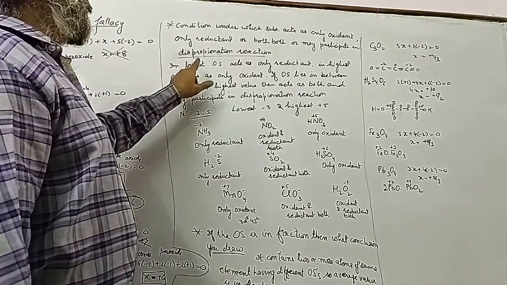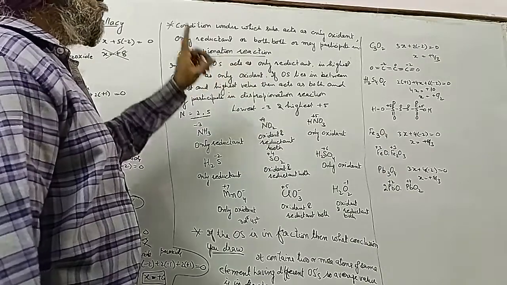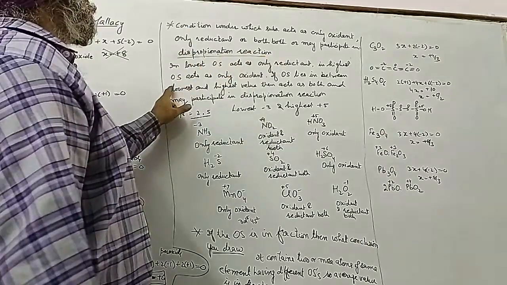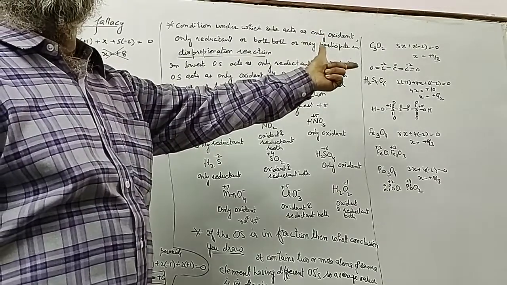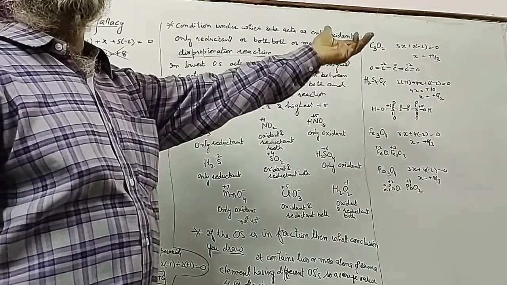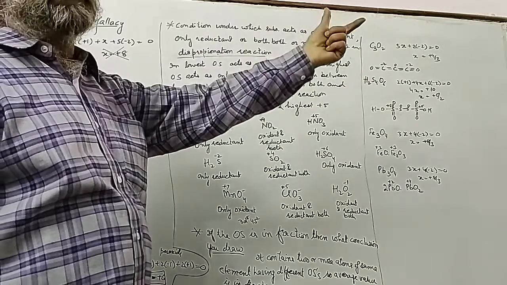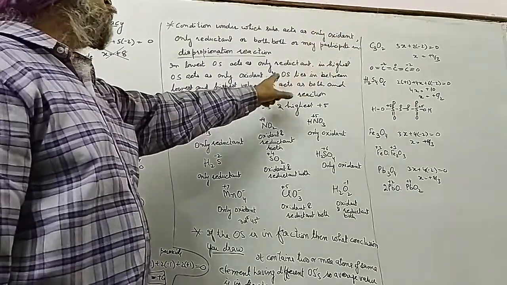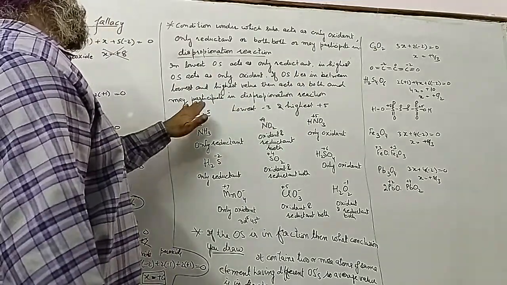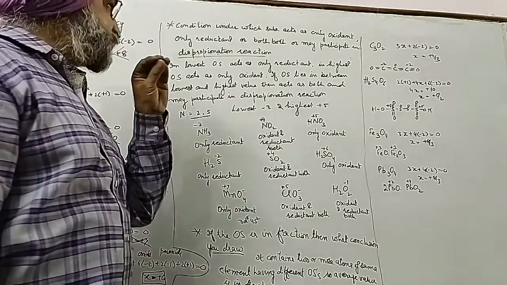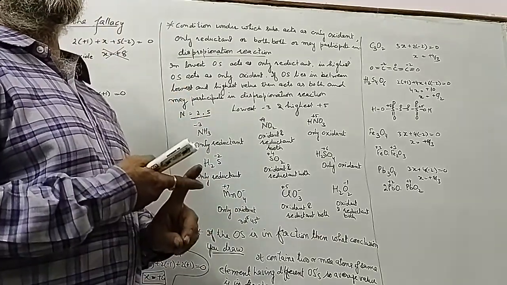If the element is in its lowest oxidation state, then it acts as only a reductant. In the highest oxidation state, only an oxidant, meaning you cannot oxidize it further. You cannot oxidize it, it is already in the highest oxidation state. And if the oxidation state lies in between the lowest and highest value, then it acts as both oxidant and reductant. And if it acts as both, it will participate in disproportionation reactions also.